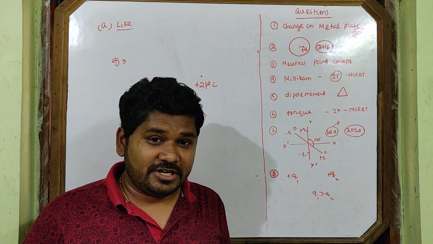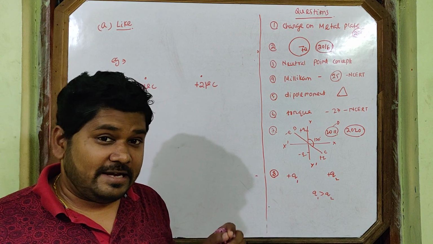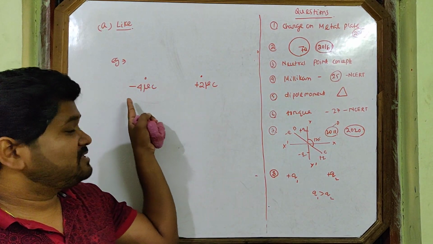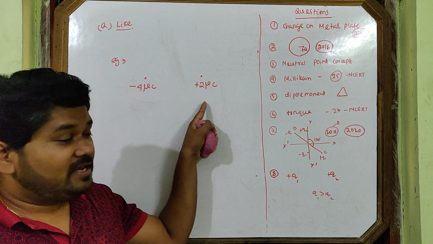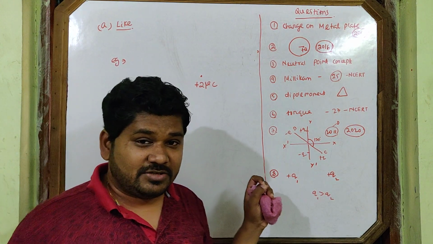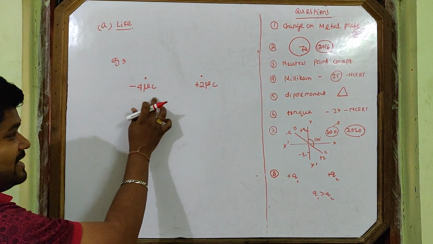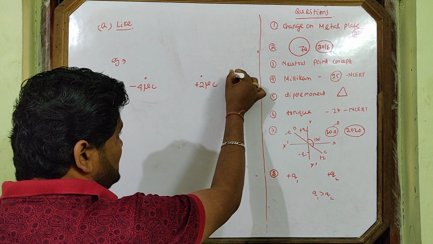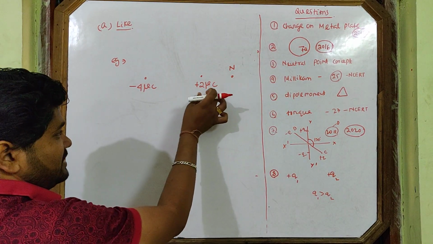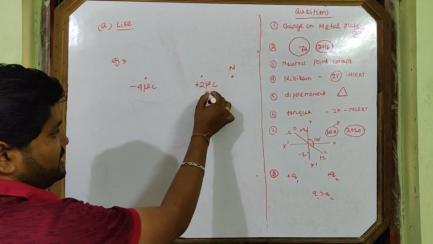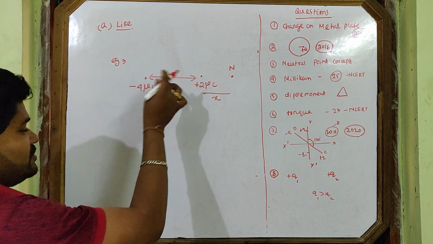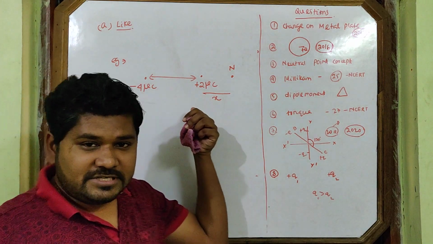You have to see, remember, I told you, magnitude less. Don't consider the sign. If you consider the sign, then minus 4 is less than plus 2. But in charge, the plus or minus sign has no meaning here. So you have to take less magnitude, means the neutral point will be at this side, the plus 2 microcoulomb side. Let us take this distance as x. The distance between the charges must be given in the question paper.